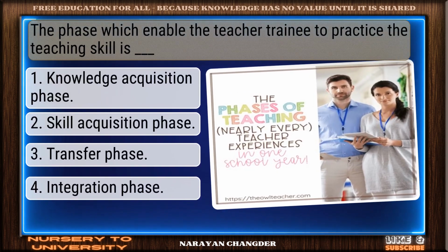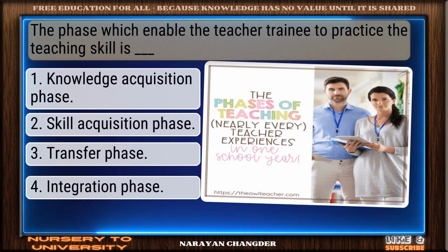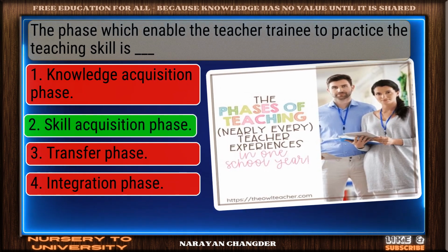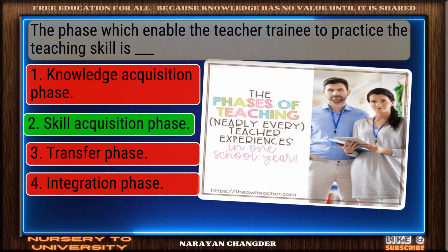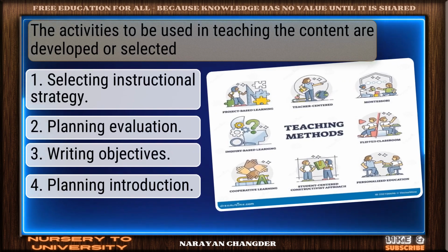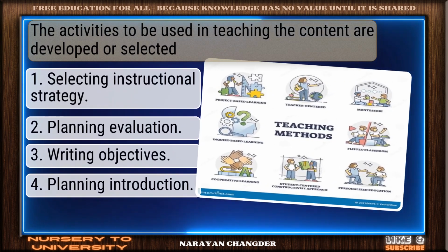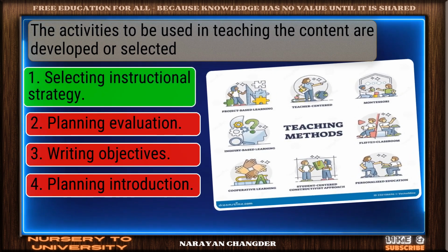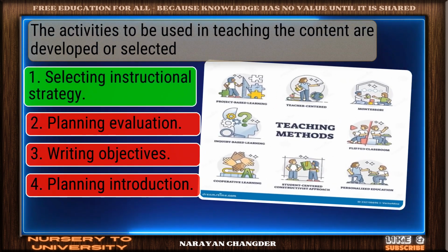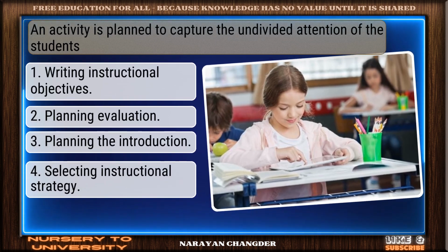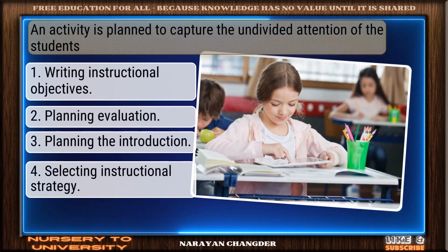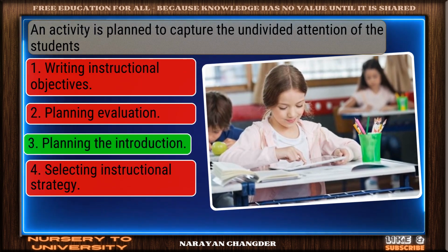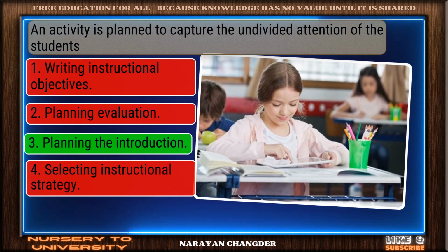The phase which enabled the teacher trainee to practice the teaching skill is dash. Strong choice. Skill acquisition phase is the right answer. The activities to be used in teaching the content are developed or selected. Well picked. Selecting instructional strategy is the correct answer. An activity is planned to capture the undivided attention of the students. Valid point. Planning the introduction is true.